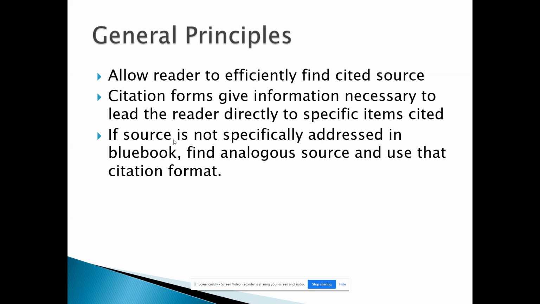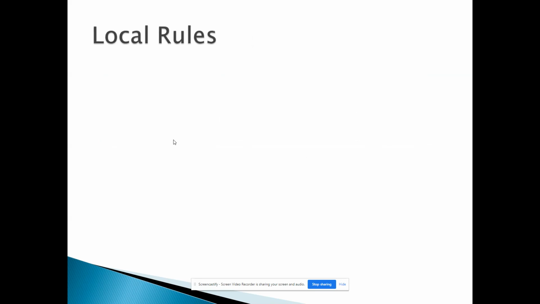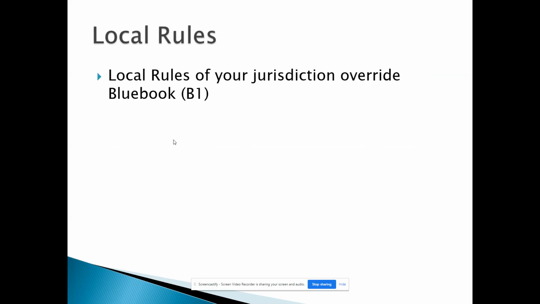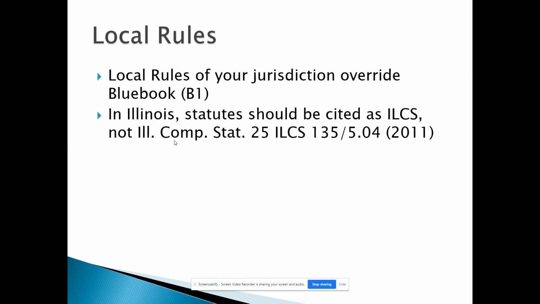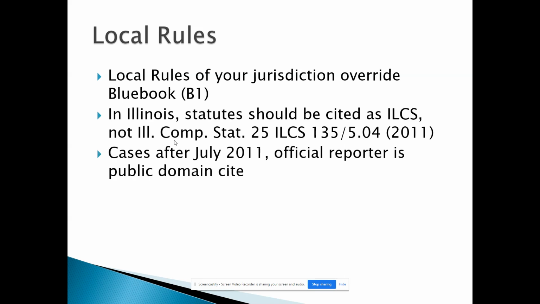So you're trying here to give the reader the information that helps them find the source that you are citing. If there are local rules of your jurisdiction that conflict with the rules of the Blue Book, the local rules of your jurisdiction override them. That's Rule 1, B1.